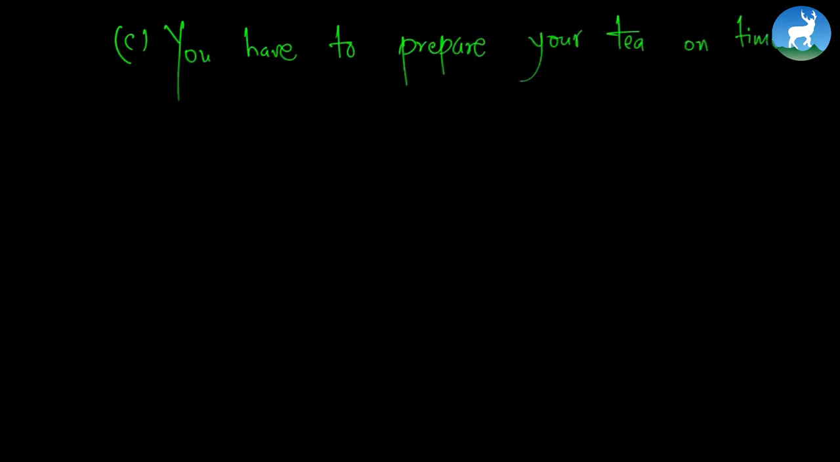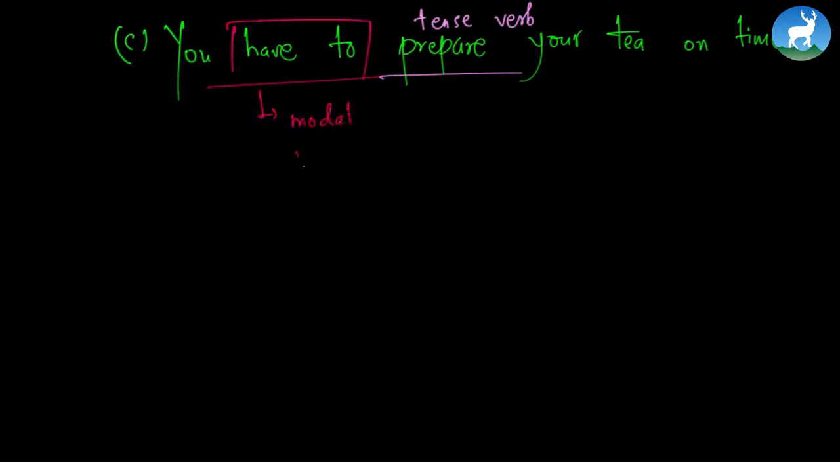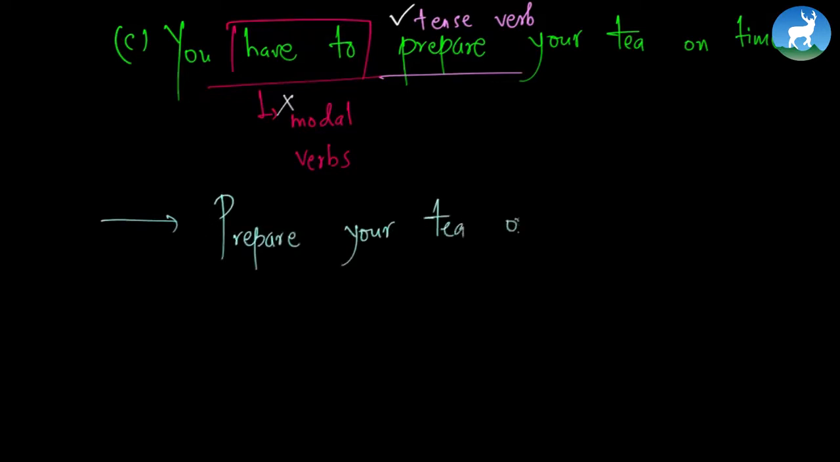Let's solve a couple more examples. Number C is, you have to prepare your tea on time. How can we change this sentence into imperative? Find the tense verb. Here is the tense verb, because have to is simply a modal verb. We don't care about modal verbs. We care about tense verbs. So the sentence would change into, prepare your tea on time. All you have to do is delete everything that is before the tense verb.